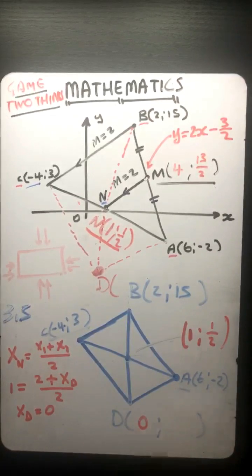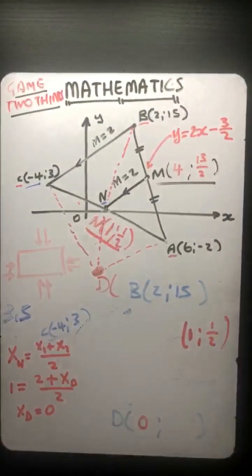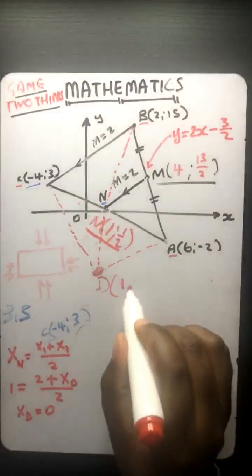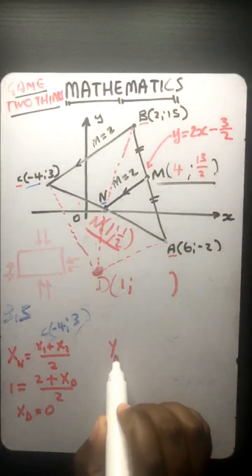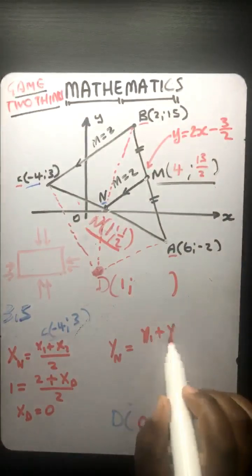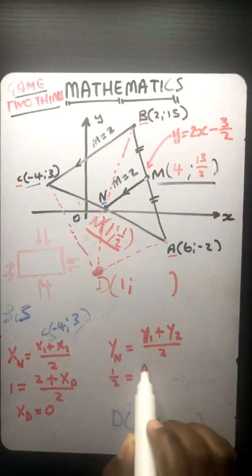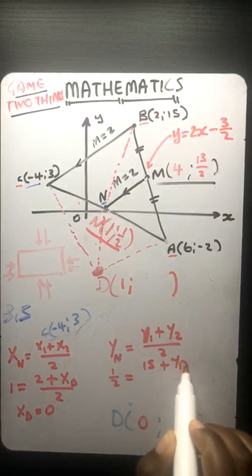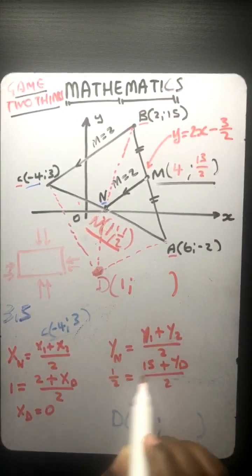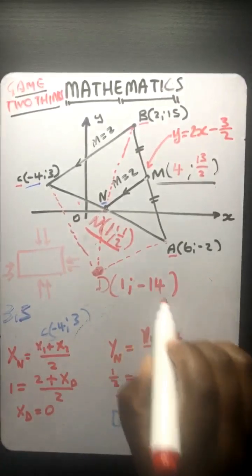Then you do the same to calculate the y value. I'm not sure if there's anyone who has calculated the y value. What are you getting as your y value? You are having half there. y1 you can regard as 15, plus y at D, over 2. That by that already gives you 1. So 1 minus 15 is negative 14, which is equal to y at D. So that means y at D is negative 14.